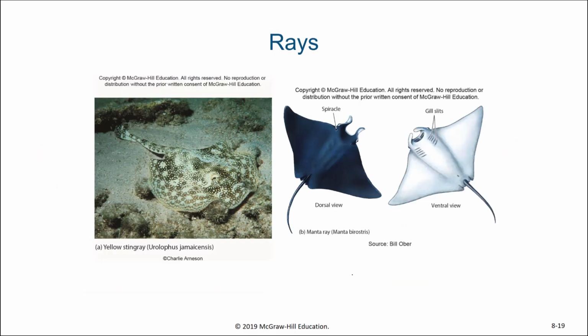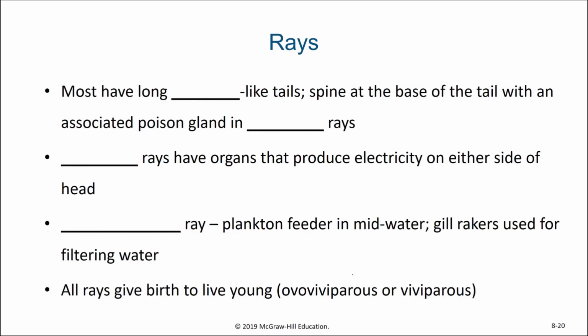So here we see a stingray and a manta ray. The stingray will be demersal. However, manta rays actually swim within the water column. They are filter feeders, and so they need to filter large amounts of seawater to get their planktonic food. Most rays have long, whip-like tails, and some even have a spine at the base of the tail with an associated poison gland. That's the case in stingrays.